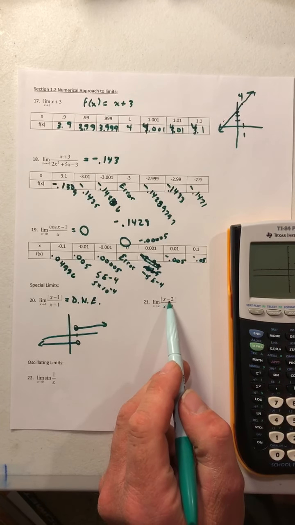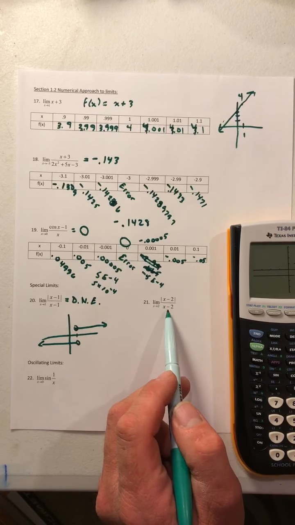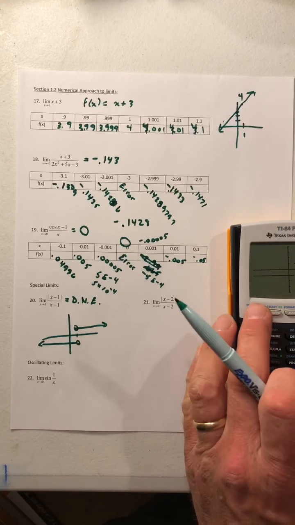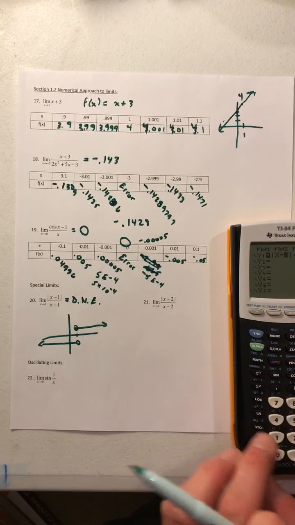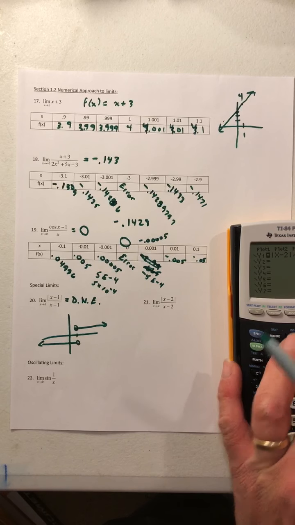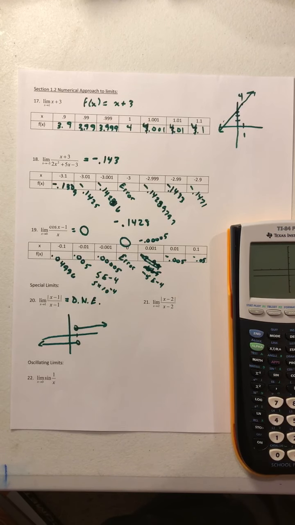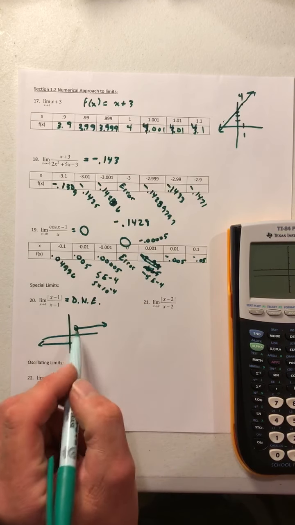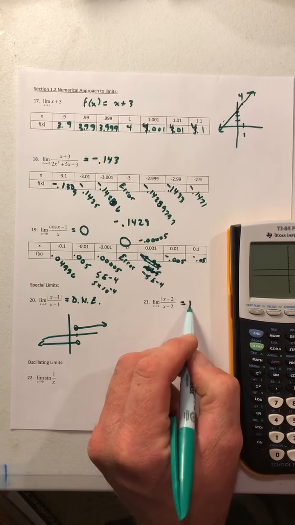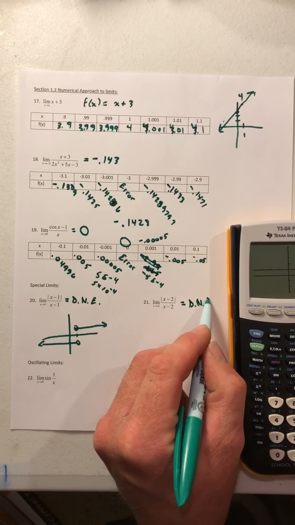Well, if I look at the limit as x goes to 2 of the absolute value of x minus 2 over x minus 2, again, I can go to y equals and plug in that absolute value of x minus 2 over x minus 2. Graphing it, we should see, again, we get the same kind of graph, but now it's moved over to 2. So again, that does not exist.